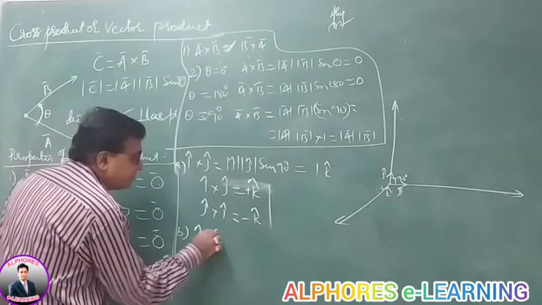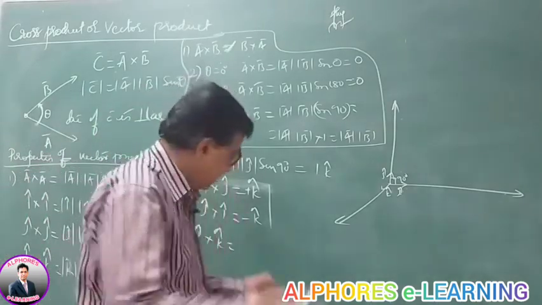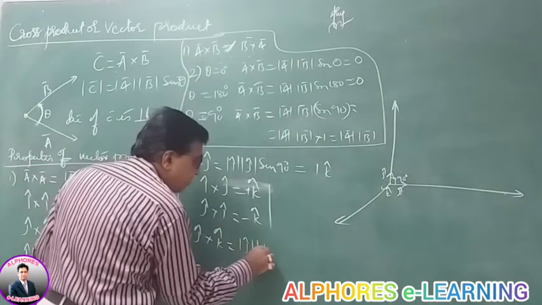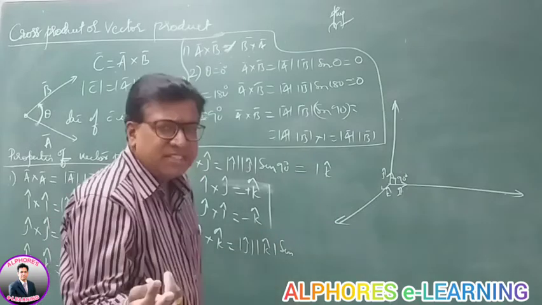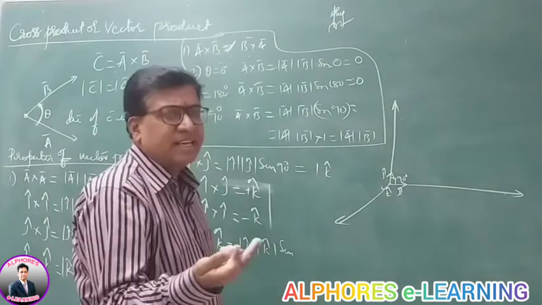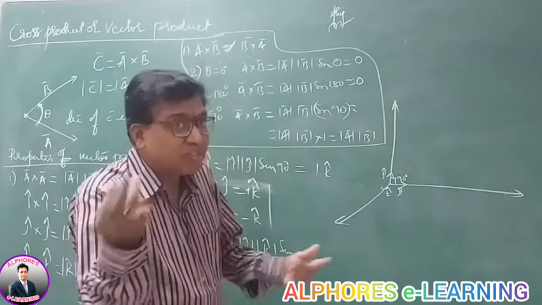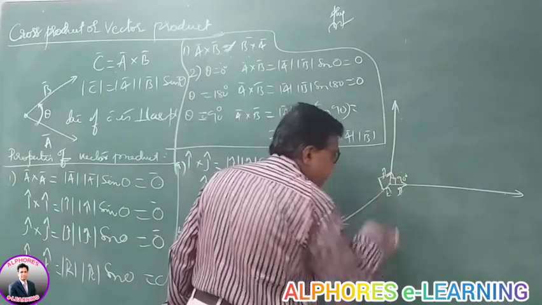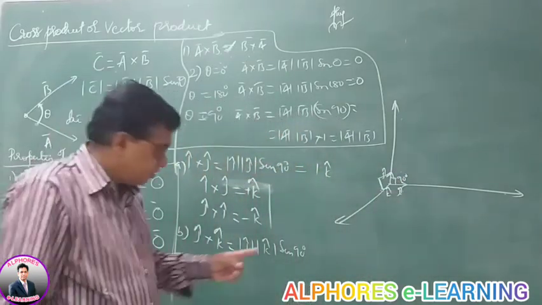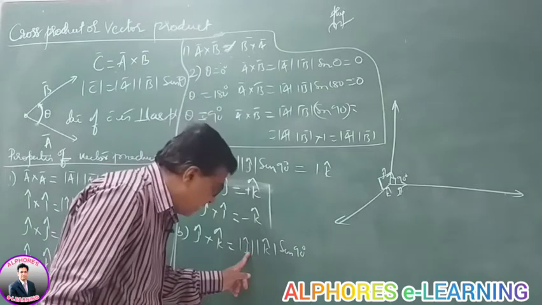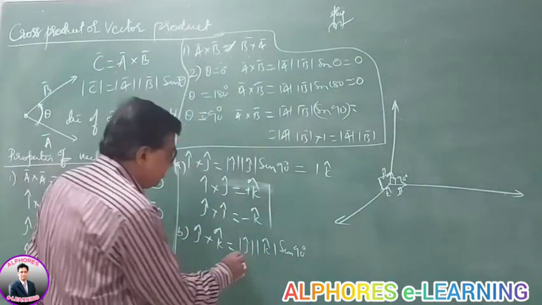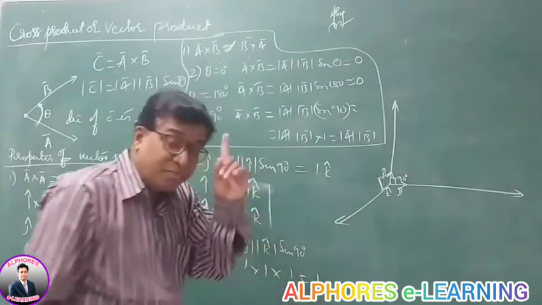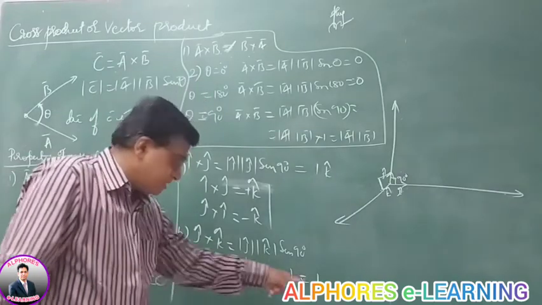Similarly, if I take J cross K. Again, according to the formula, mod A mod B sin theta. So mod J mod K sin theta. What is J? Unit vector along the y axis. What is K? Unit vector along the z axis. Y and z are both perpendicular, so the angle between J and K is 90 degrees, and sin 90 degrees. J is a unit vector so the magnitude is 1, K is 1, sin 90 is also 1. So the magnitude is 1.